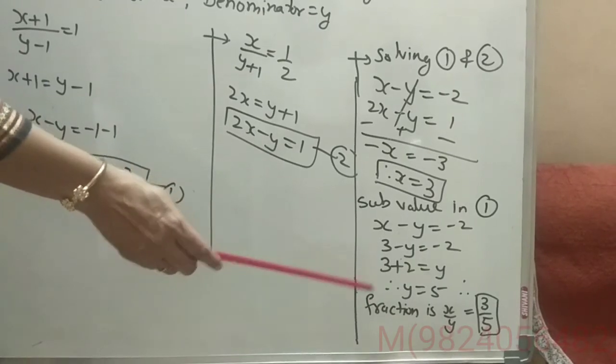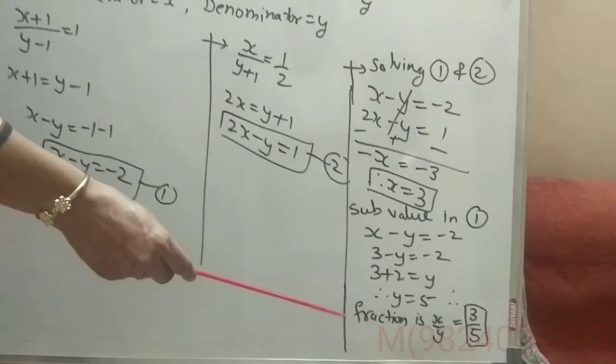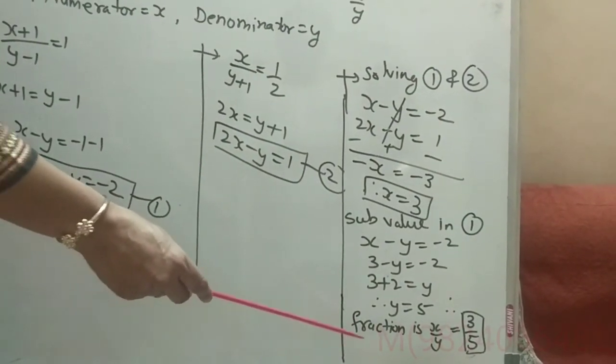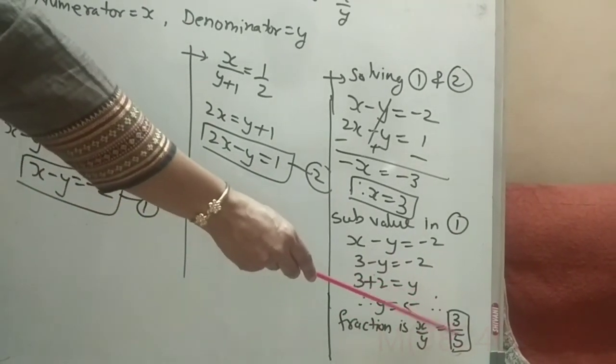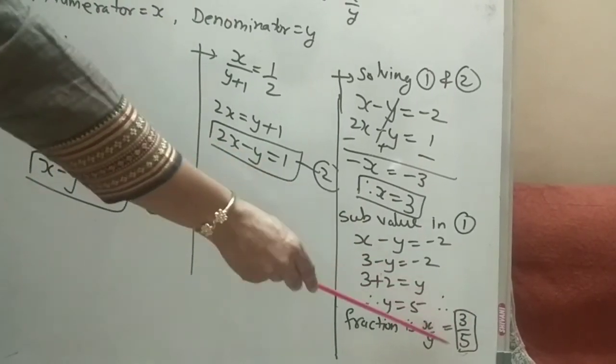But this was a problem sum where the question was given in terms of a sentence. So you have to write down the answer in sentence form only. That the fraction is x upon y. What is your x? 3. What is your y? 5. So 3 upon 5 is your fraction. Highlight the final answer.